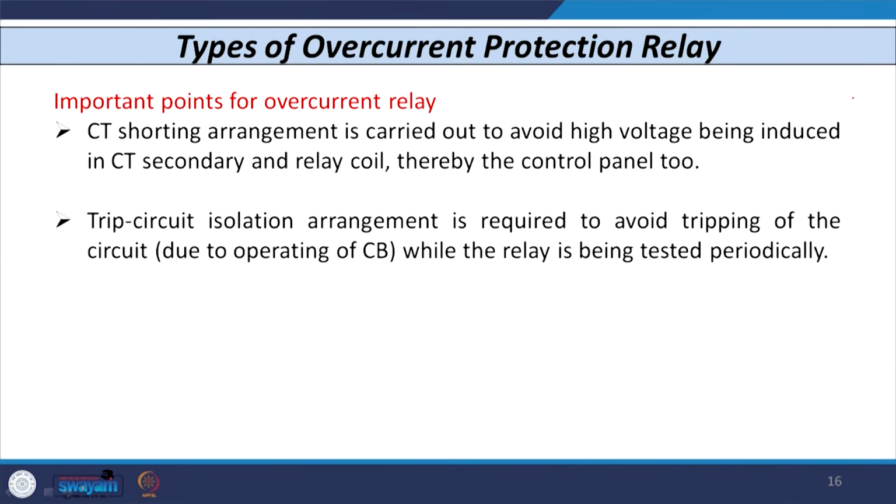Now for all these four types of overcurrent relay which we have discussed, starting from the instantaneous overcurrent relay first, second definite minimum time relay, third inverse time overcurrent relay, and the fourth the inverse definite minimum time relay. So, for all four types of overcurrent relay, 2 points are very important. The one point is the CT shorting arrangement that is to be carried out to avoid high voltage being induced across the CT secondary.